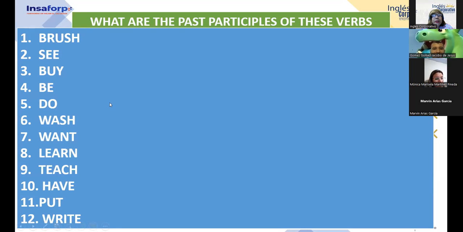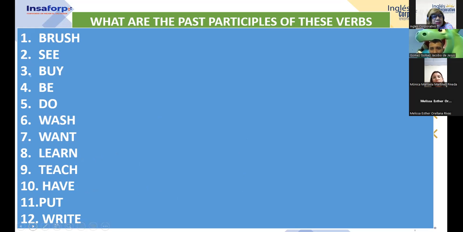Written. Okay, I'm going to tell you the present, the past, and the past participle of these. Brush, brushed. See, saw, seen. Buy, bought. Be, was, were, been. Do, did, done. Wash, washed. Want, wanted. Learn, learned. Teach, taught. Have, had. Put. Write, wrote, written.